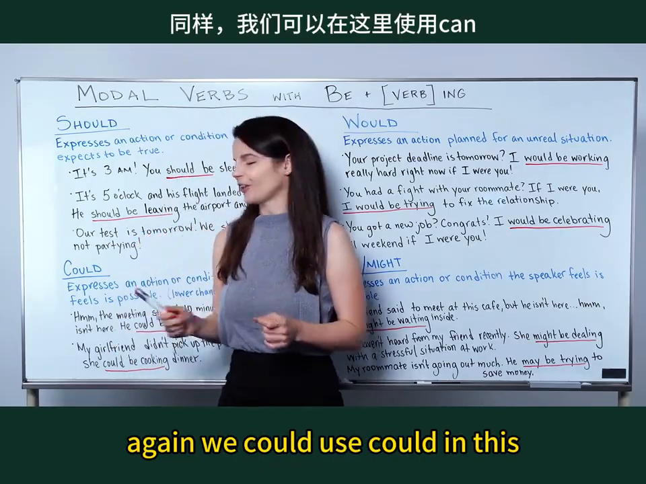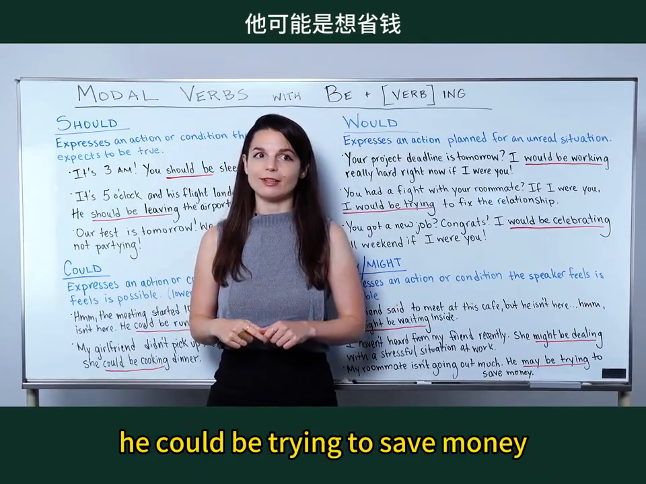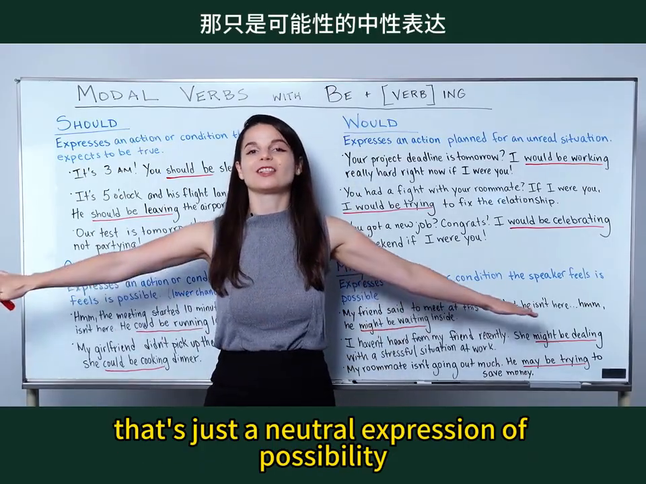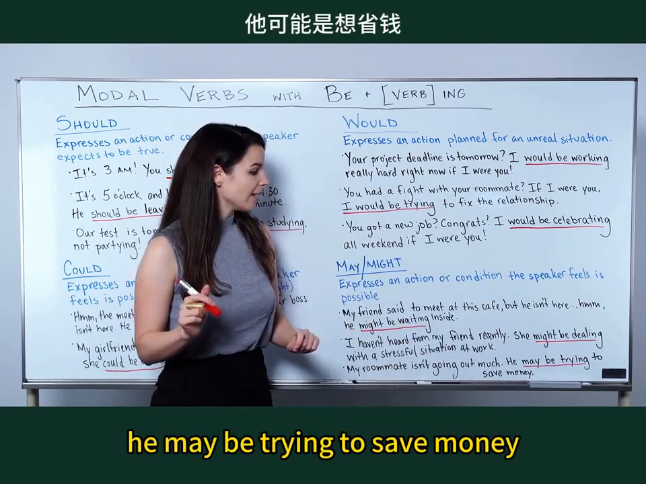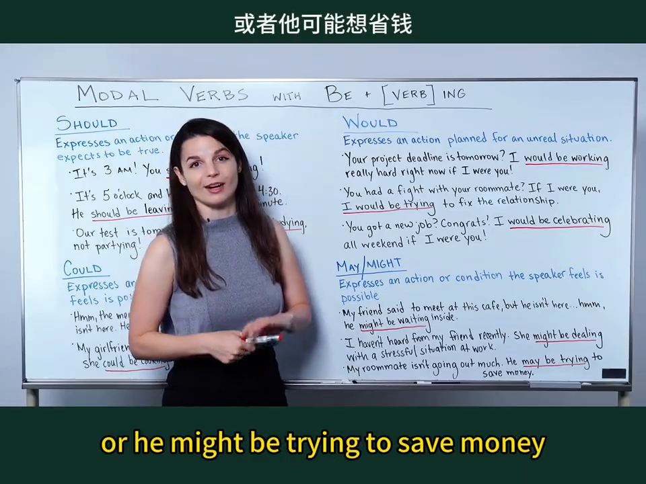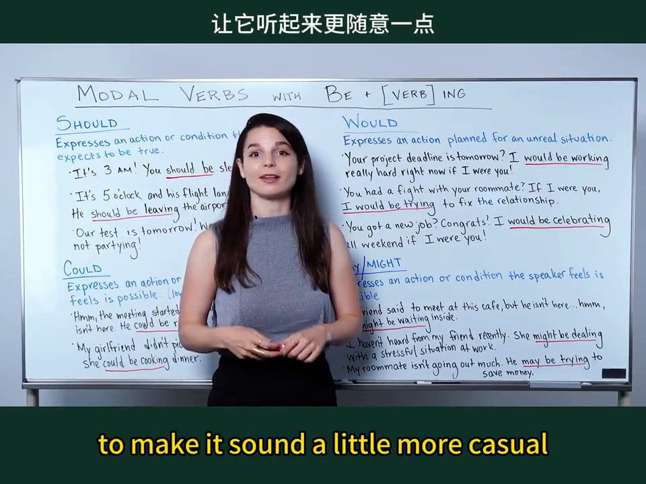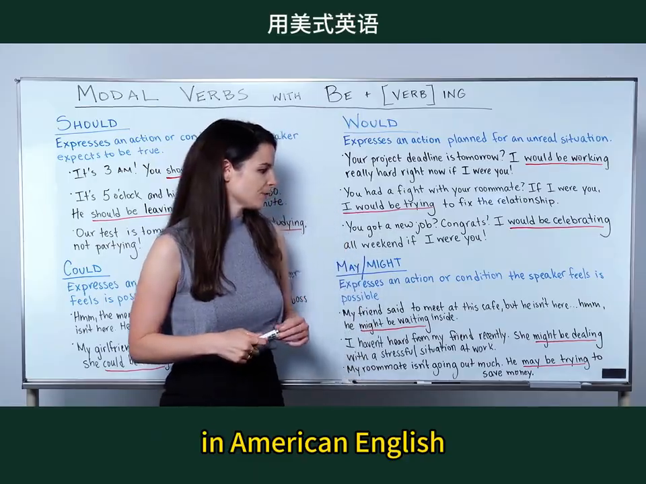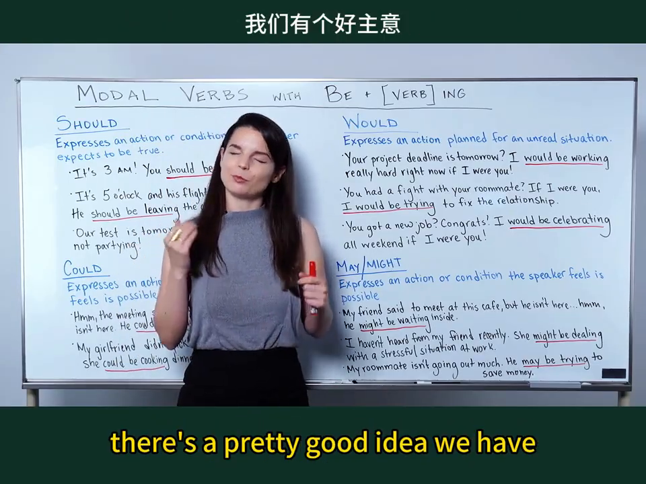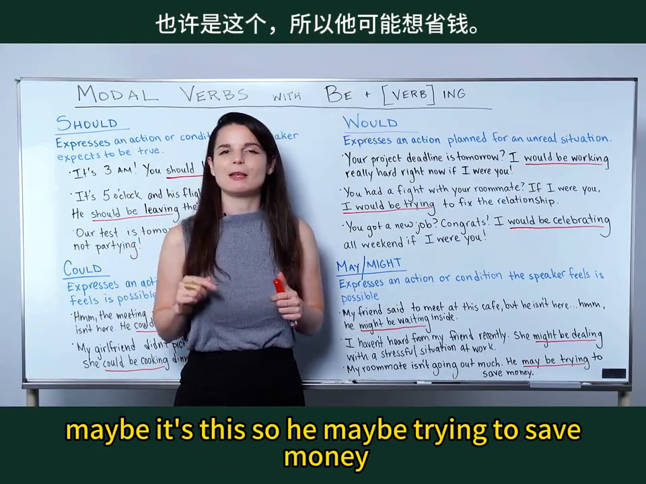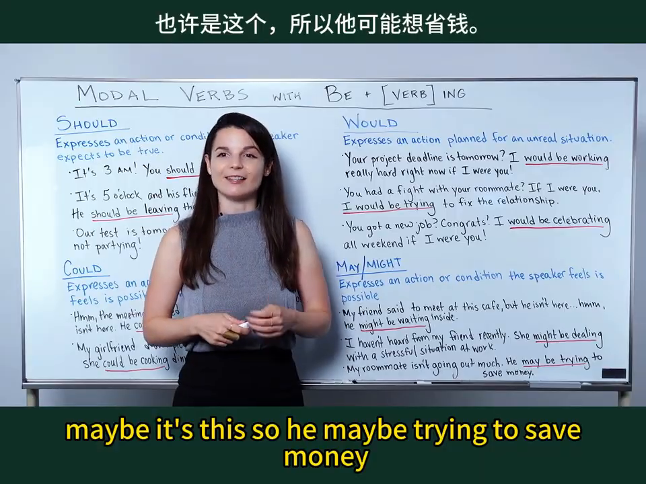Again, we could use could in this sentence. He could be trying to save money. That's just a neutral expression of possibility. It is also correct. He may be trying to save money, or he might be trying to save money to make it sound a little more casual in American English. So, he may be trying to save money expresses our idea. There's a pretty good idea we have. Maybe it's this. So, he may be trying to save money.